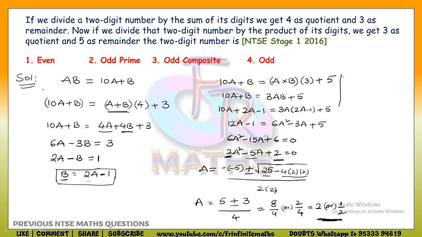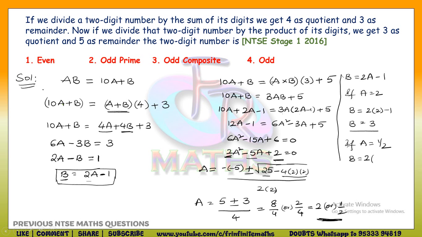Now using this we are going to find the value of B. We already know B is equal to 2 times A minus 1. So when I substitute, if A is equal to 2, then B is equal to 2 times 2 minus 1. 2 into 2 is 4, 4 minus 1 is 3. So we got B as 3. The same way, if A is equal to 1 by 2, then 2 times 1 by 2 minus 1: the 2 cancels, so 1 minus 1 is 0.